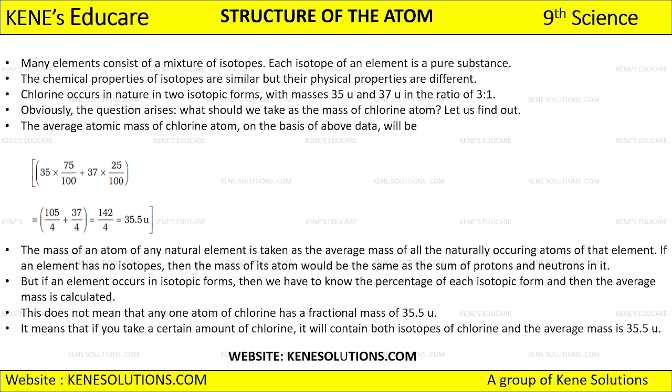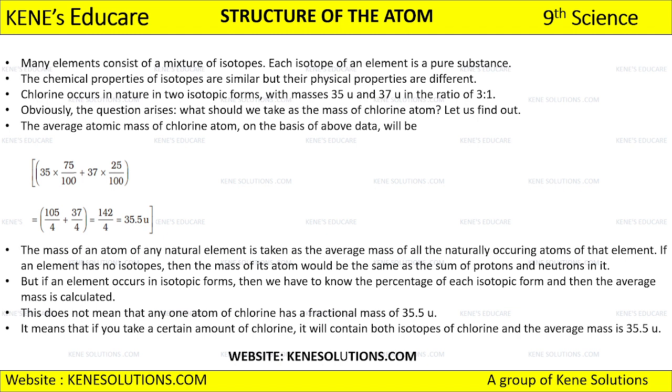So 35 into 75 by 100, because it is present in the ratio 3:1. So 3 is 75 by 100 and 1 is 25 by 100. So this is how you will calculate, and you will get the answer as 105 upon 4 plus 37 upon 4, and at the end you will get the answer as 35.5 U. So the mass of an atom of any neutral element, we can take it as the average mass of all the naturally occurring atoms of that element.